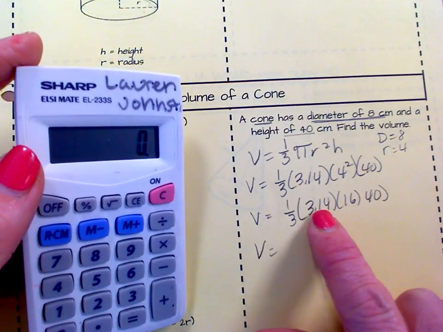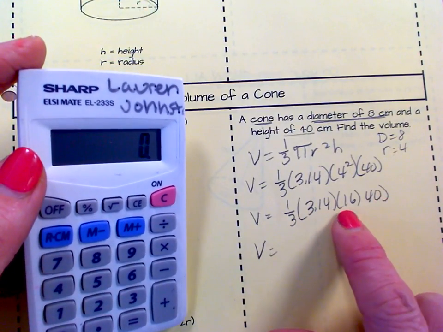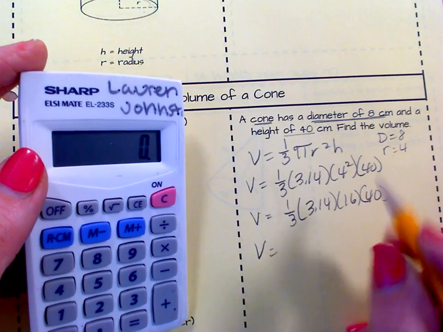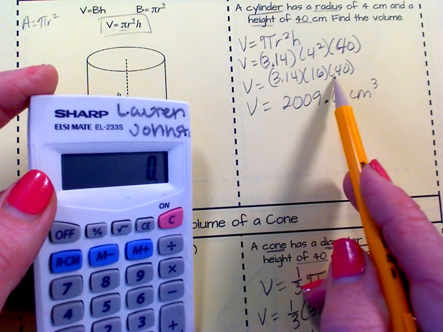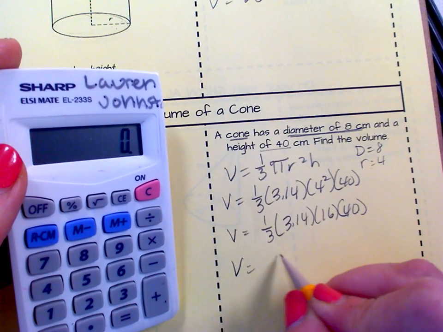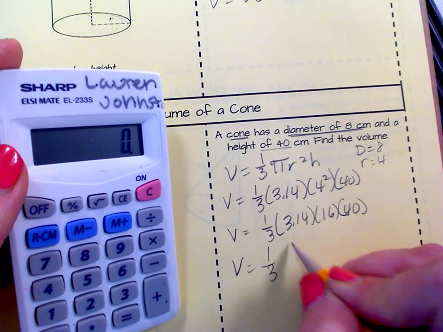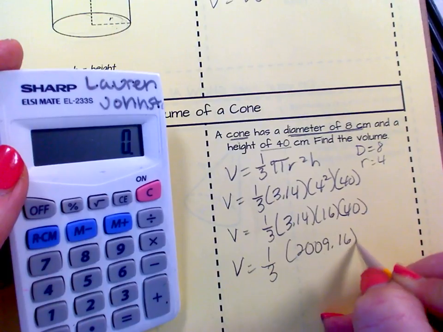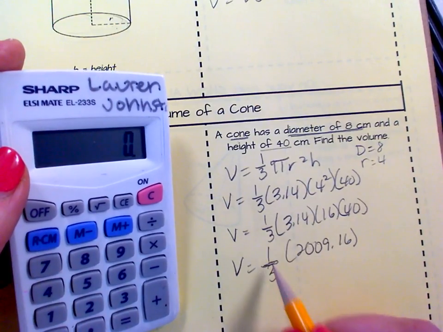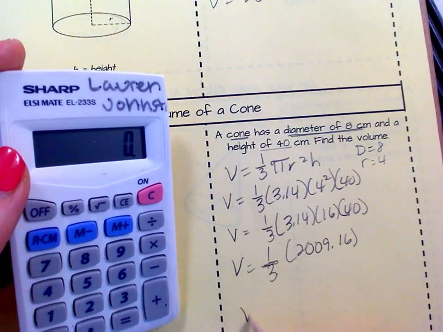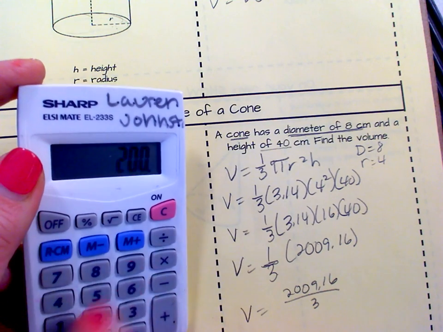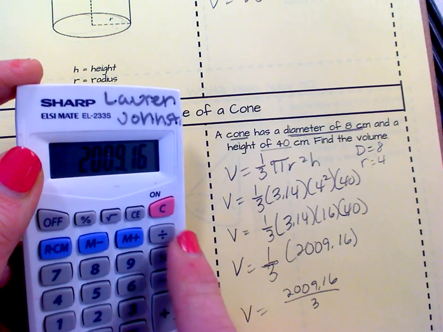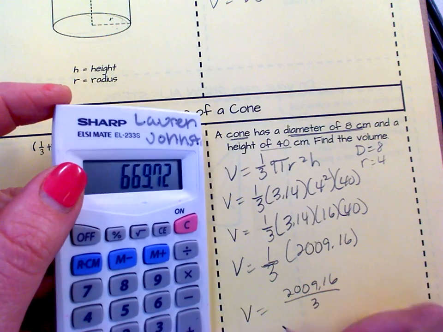But you can multiply all of this first, the 3.14 times 16 times 40, which actually, if you recognize the numbers, we use the same numbers as up here. So it's going to be 1/3 of 2,916. Now, multiplying by 1/3 is the same as dividing by 3. So we can keep that number and divide by 3. So multiplying by 1/3 is the same as dividing by 3.